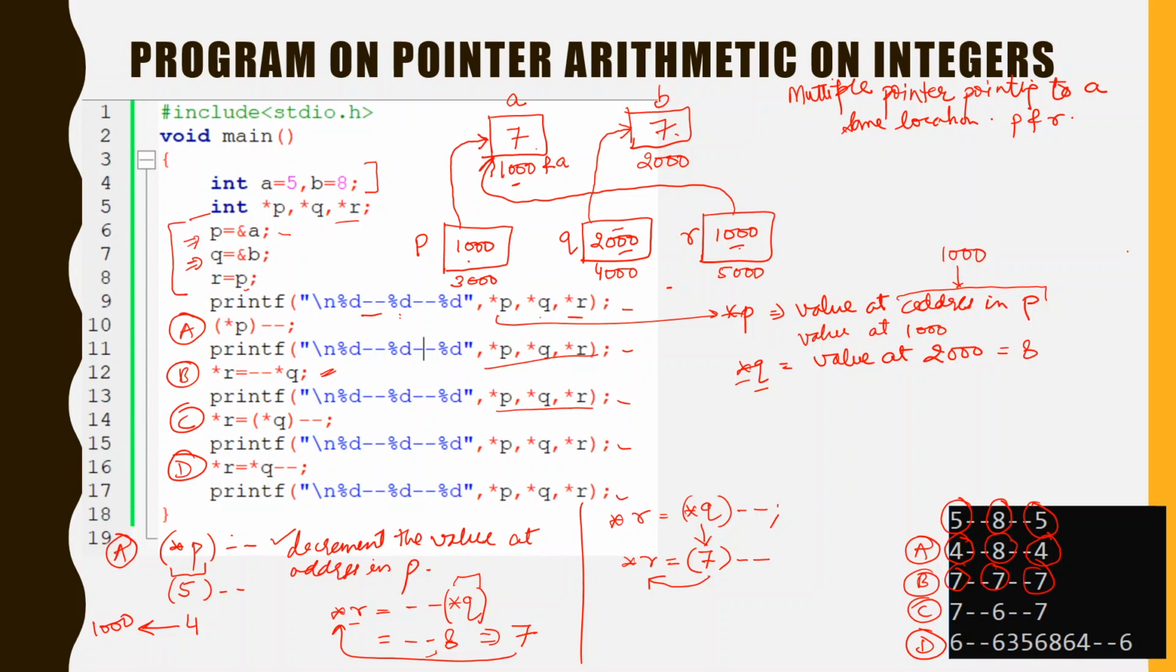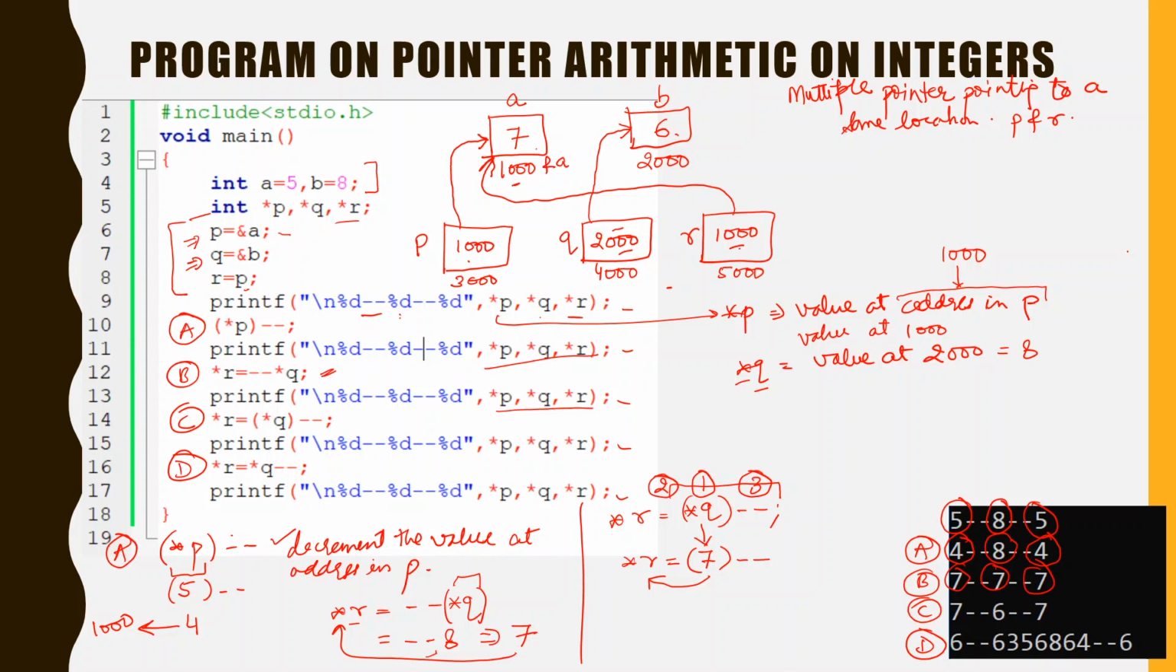So that would be minus minus. The value at address in q is at 2000, so this value will become 6. So the pointer variable will be applied first, the second is the assignment operator, and third is the post decrement operator. So one is the value at address in q, which is 7.